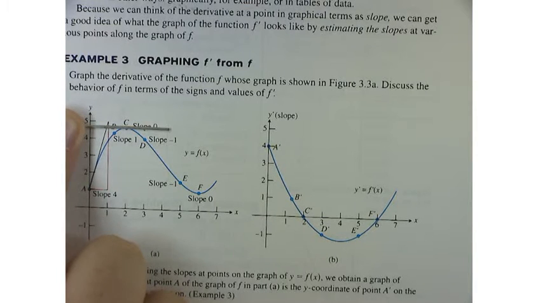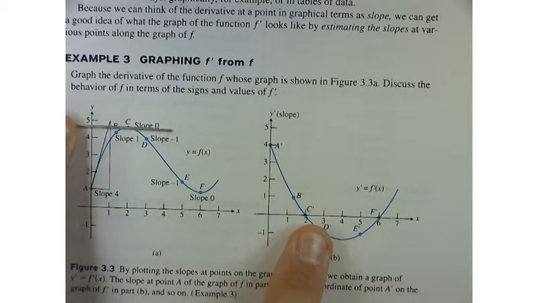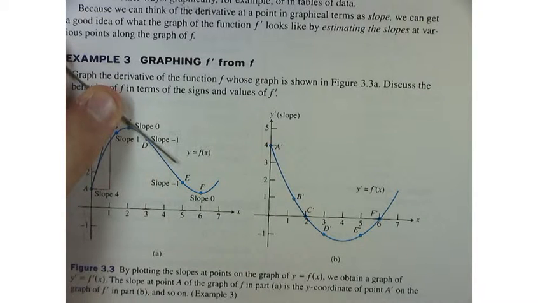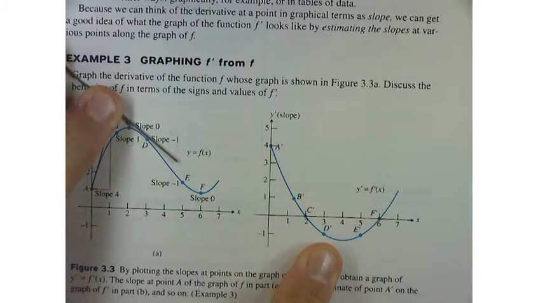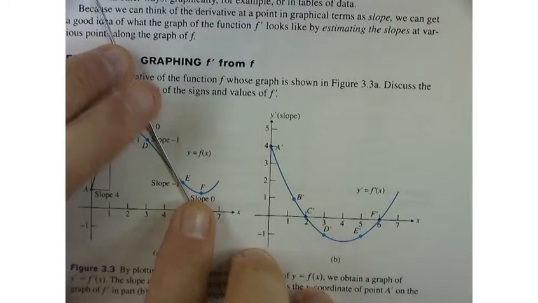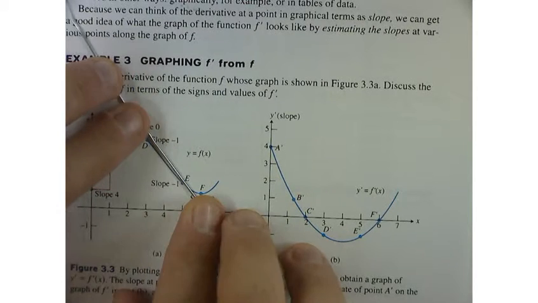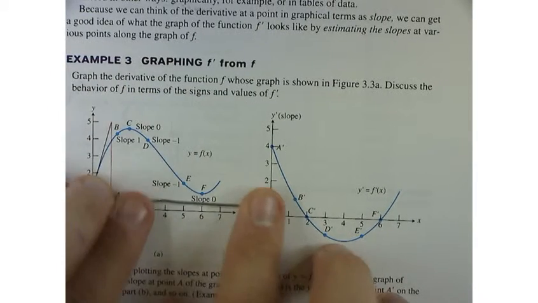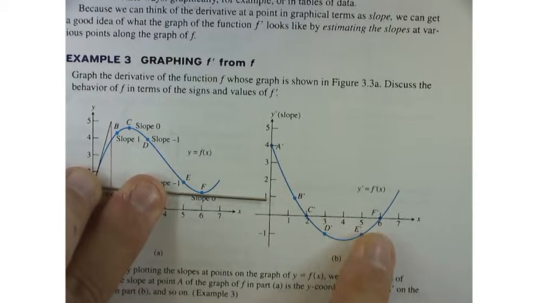What is my slope at point C? 0. What is my value of f prime at point C? 0. Now, at point D, is my slope positive or negative? Negative. What is my y value at point D on f prime? -1. Negative, right? As I go to E, is it more or less negative? Well, it's actually probably close to the same, right? So here we have E, that's still negative. What is the slope at F? 0. What is my y value of f prime at F? 0. See the relationship?